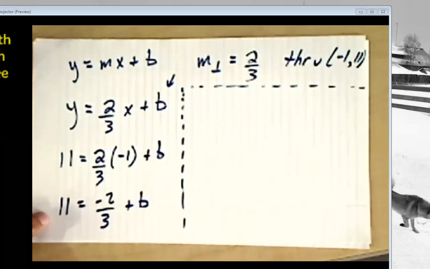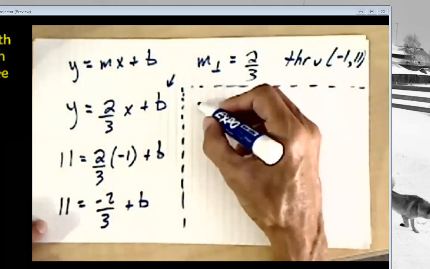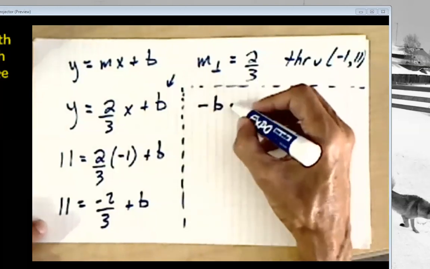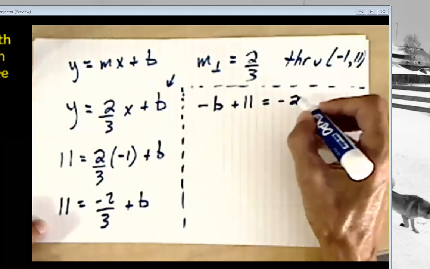Do you want to move the 11 to that side or the 2/3 to the other side? What would you like to do? You want b to the other side? So b goes to that side. That's going to look like this then. Minus b plus 11 equals minus 2 over 3.